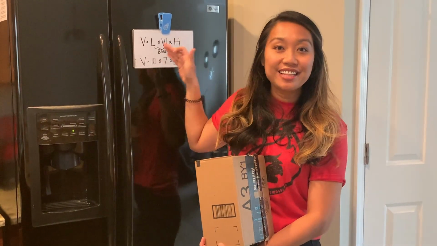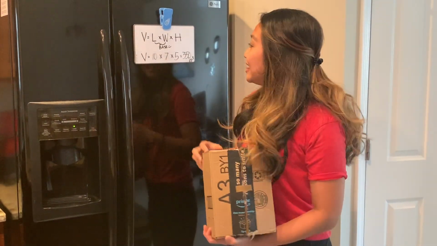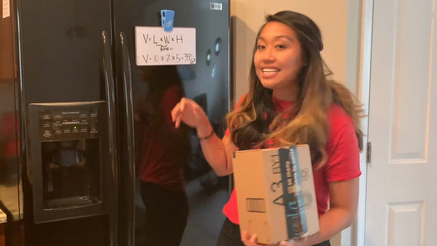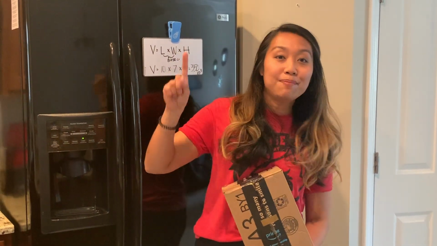Find some things from your house that you can measure, and we're going to review the formula. Volume is equal to length times width times height. And for this box that I measured earlier, the length is 10 inches, width is 7 inches, the height is 5 inches, which will total to 350 cubic inches.